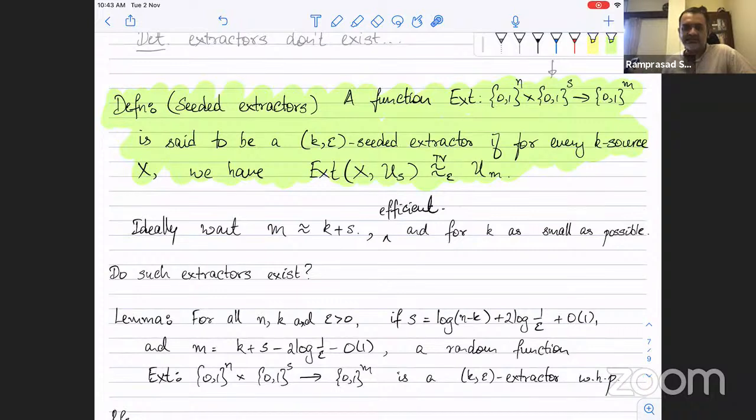That tells us that not only do extractors exist, once you set up the right parameters, extractors exist in plenty. We are again in this finding-hay-in-a-haystack situation: there are lots and lots of extractors. What we want to do is get our hands on something which is efficient, get our hands on one of these.